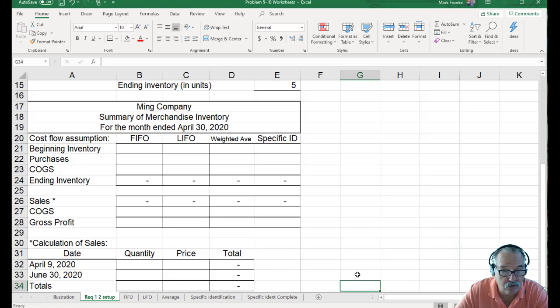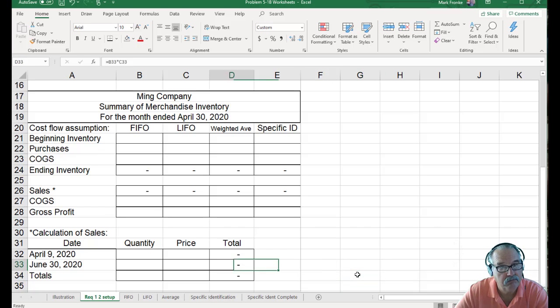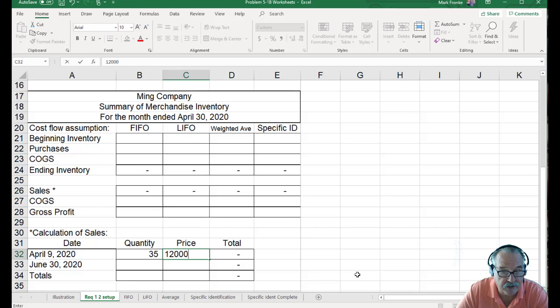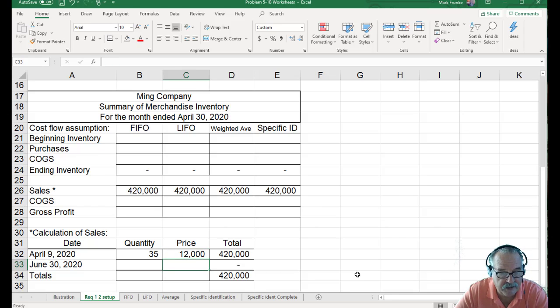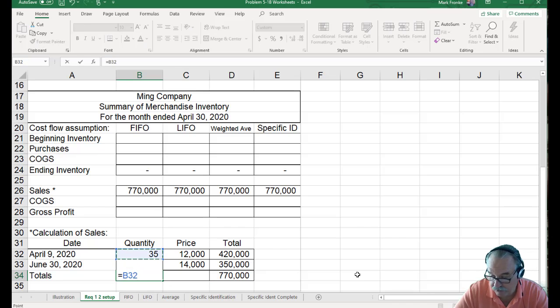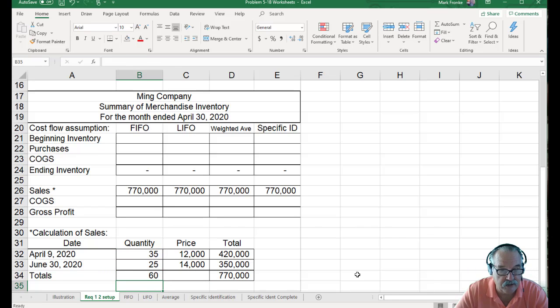So we had 2 sales during the month. On the 9th of April, we sold 35, and we sold them for $12,000. This is the selling price. And on the 30th of April, we sold 25 at $14,000. So that means that our sales are $70,000, and we sold a total of 60 units. 20 at the beginning, we bought 45, we sold 60, so we have 5 in stock.